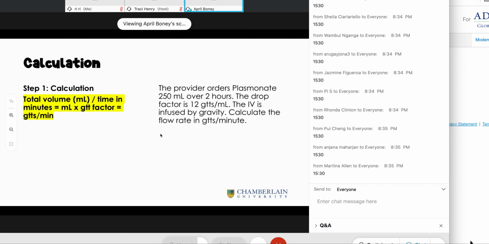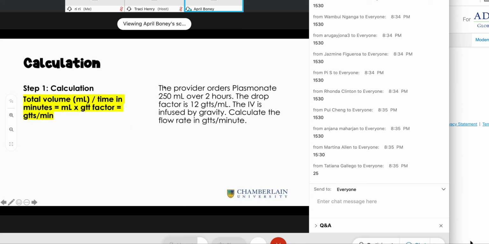Okay, let's move on. Now we're going to do drops per minute. This is where we're going to take total volume, but now we're going to divide it by the time in minutes, right? Because what we want is per minute, not per hour. So we're going to do divided by time in minutes times our drop factor. Now your drop factor will be given to you for the most part in the problem.